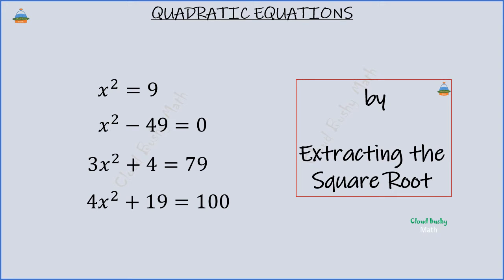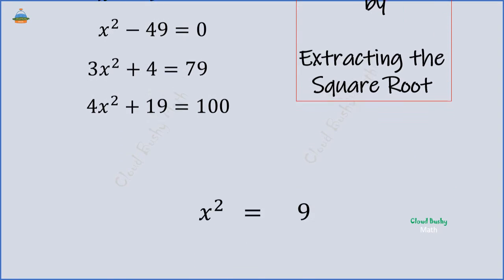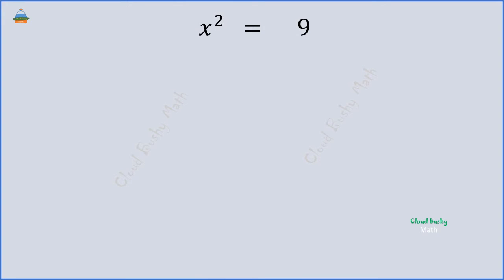Hello and welcome. In this video, we are going to look at how to solve quadratic equations by extracting the square root. First up, we have x squared is equal to 9. In this equation, we are required to find the value of x. So the idea is to free x from this exponent 2. We don't want this x to be squared.